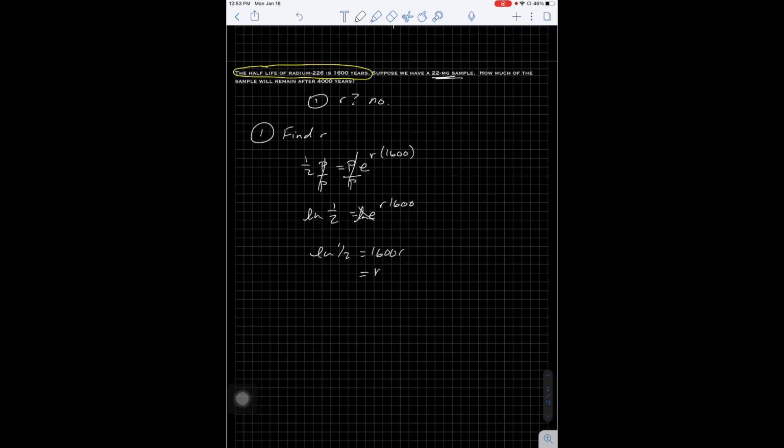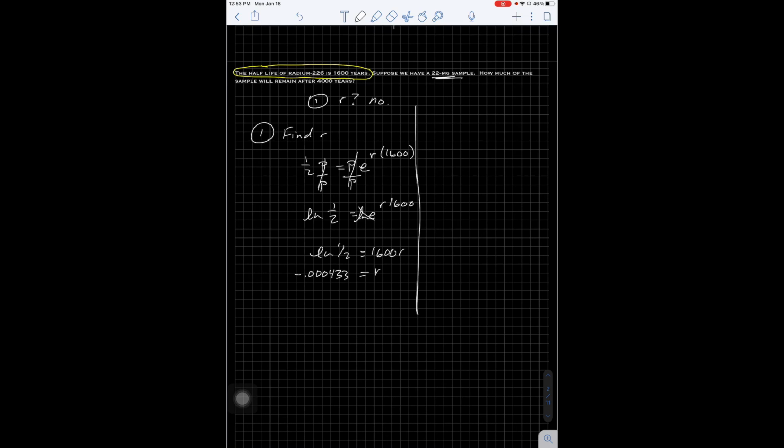And r is going to be the natural log of 1/2 divided by 1,600, which is negative 0.000433. Yep. Okay. Now, why is it negative? Well, because the amount is decreasing. So that's a little spot check along the way. If you're doing a half-life problem, your R should always be negative. If you're doing a population growth, it should be positive.